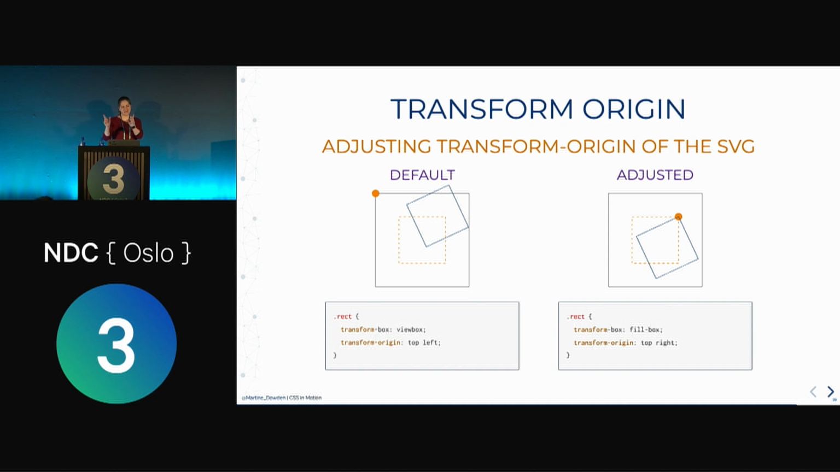So the property names are a little bit different, but it essentially works the same. So at this point, we're telling it, hey, I want it to be the actual element I'm targeting, and then I'm going to set the origin to somewhere else, top left.